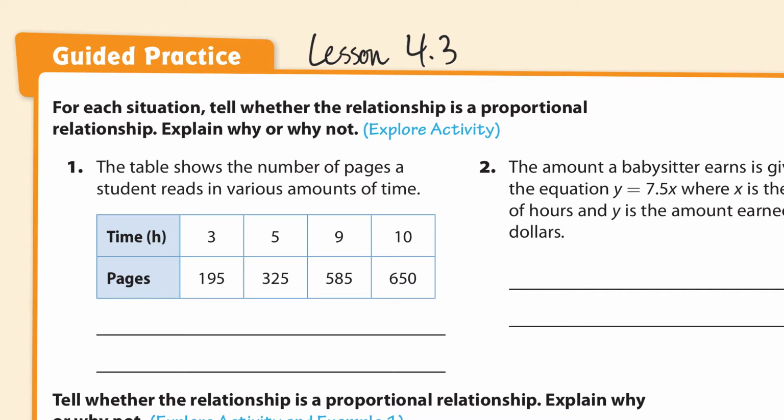So what we need to do is identify, well, first, it's always good that we identify the x and the y, because we're trying to get our constant of proportionality, which is the y value divided by the x value. So they're asking, is 195 divided by 3 the same as 325 over 5, which is equal to 585 divided by 9? And is that equal to 650 divided by 10?